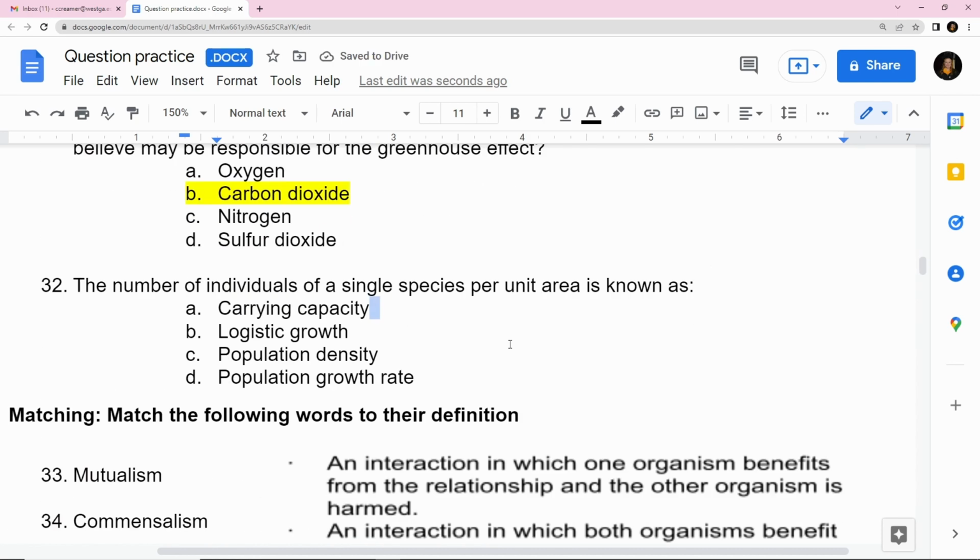32. The number of individuals of a single species per unit area is known as carrying capacity, logistic growth, population density, or population growth rate? If you said C, population density, then you would be correct.